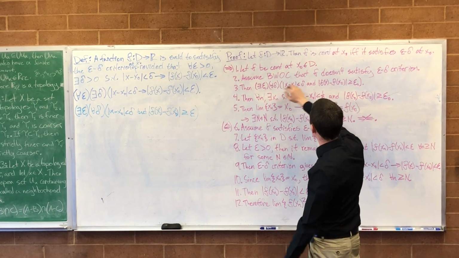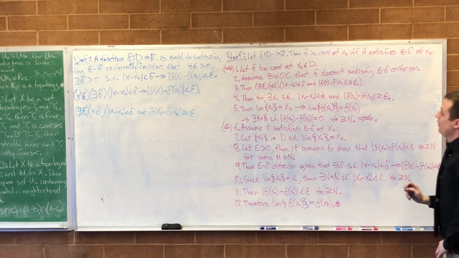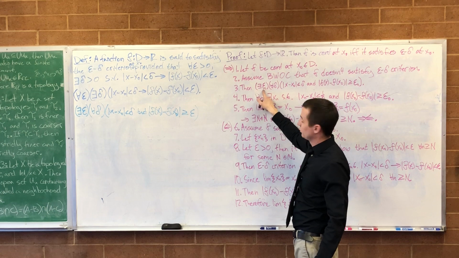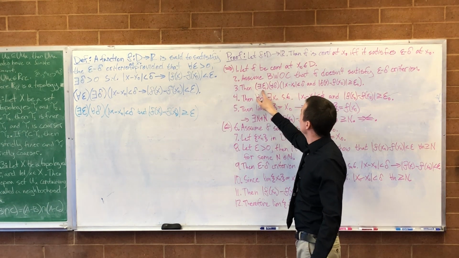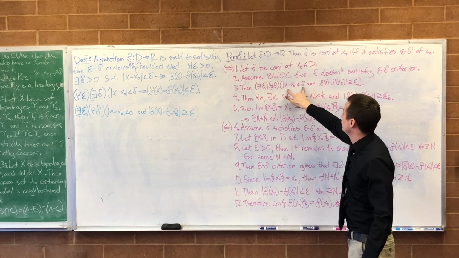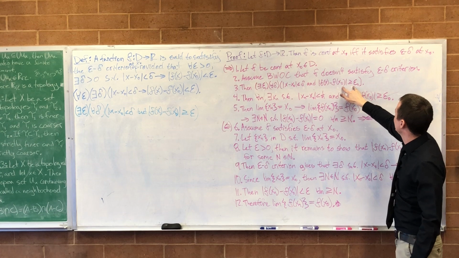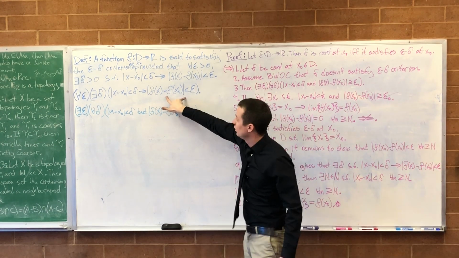So let's look at this again. Assume by way of contradiction that f doesn't satisfy the epsilon delta criterion. That means there must exist some epsilon, call it epsilon naught, such that for any delta you choose, this inequality is true, but this other inequality is false.